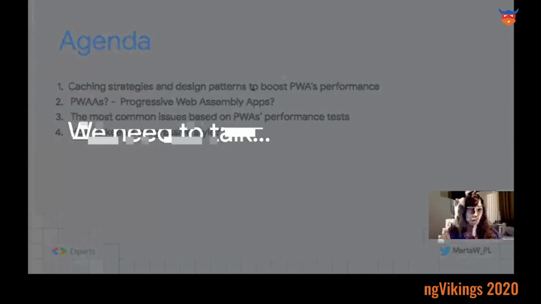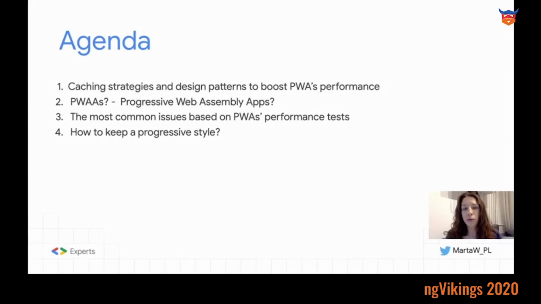So let's switch to the agenda. I will start with caching. I will tell you about caching strategies and design patterns to boost the performance of your app. Next, I will switch to the combination of progressive web apps with WebAssembly. It's quite interesting. Next, I will show you the most common issues based on performance tests that I did on existing progressive web apps. And last but not least, I will show you how to keep a progressive style, so how to take care of your CSS code and improve it to get better performance.